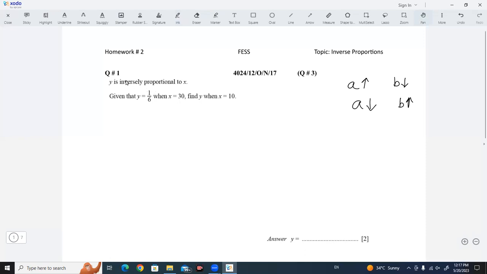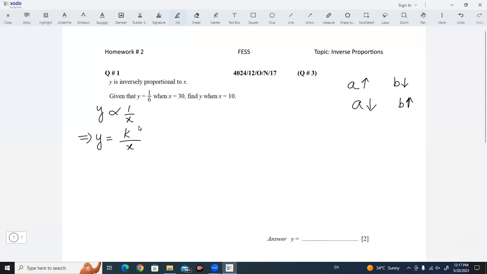Now coming to the questions, the statement is y is inversely proportional to x. What does this mean? We have to write down y and the proportionality sign, and write the other term after that as the reciprocal, meaning 1 over x. Now the same process, we replace the proportionality sign with an equals sign and a constant k, and we can write k over x.